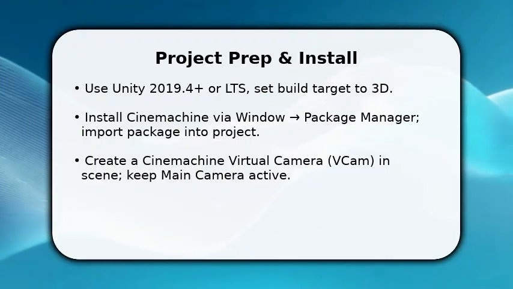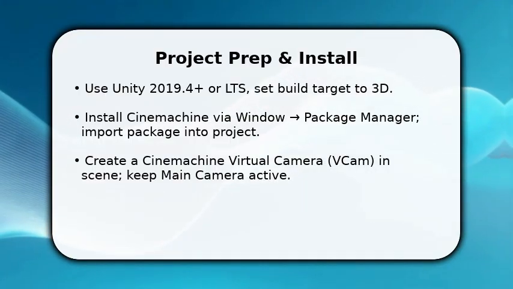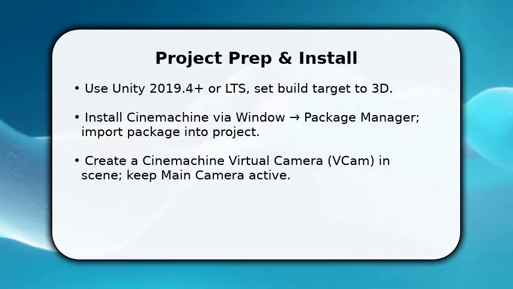You start by preparing the project. Open Unity with a 3D scene and confirm Unity 2019.4+ or LTS. Install Cinemachine from Package Manager and import it. Once done, add a Cinemachine virtual camera to the hierarchy.